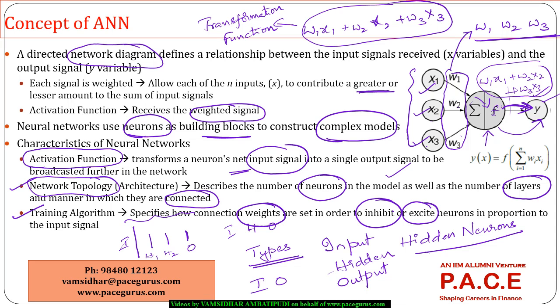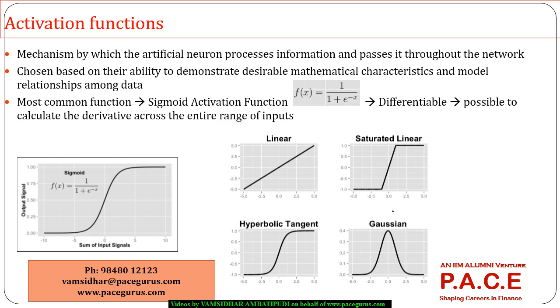Again, we have different kinds of training algorithms. The objective of the training algorithm is coming out with the optimal set of weights for each of the various input signals. So that's how the overall concept of the artificial neural network comes into the picture. Alright. Then comes the next important concept, which is what we call activation functions.